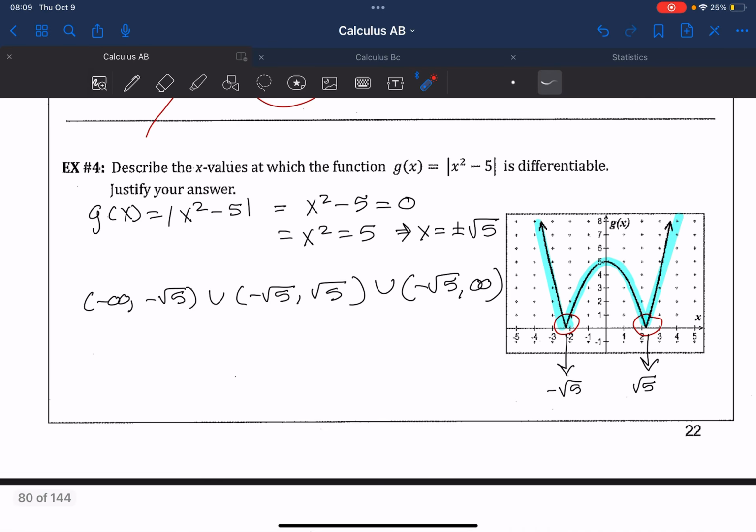Okay, so looking at this example off to the side, notice how we have this graph here. And at these points that are circled, notice that there is a cusp. So even though this is a continuous function, meaning I can trace this with my pen without lifting it up, at these instances where there's a cusp, so negative square root of 5 and positive square root of 5, I know that it will not be differentiable at those exact points.